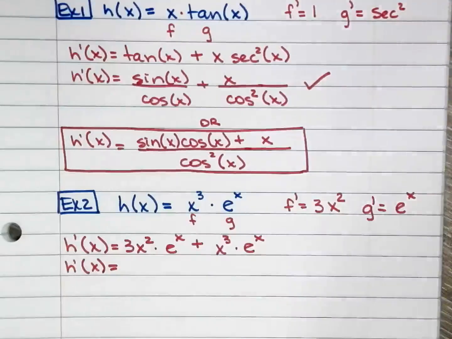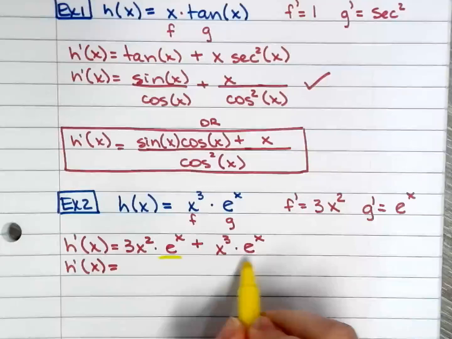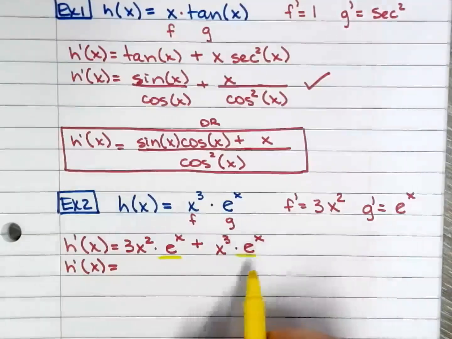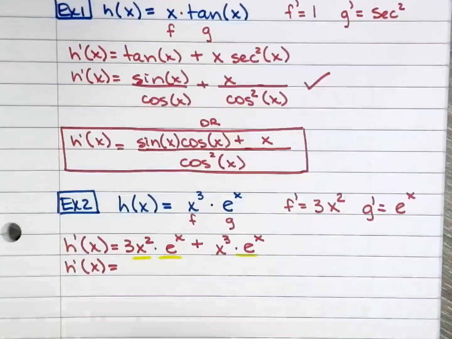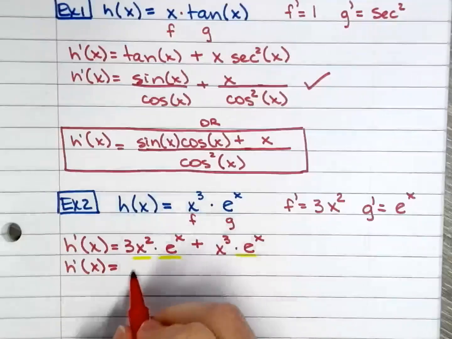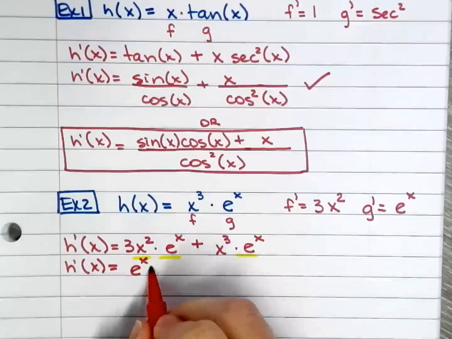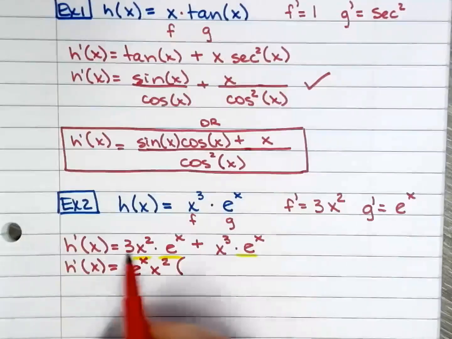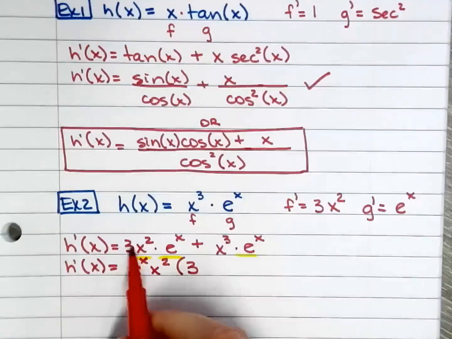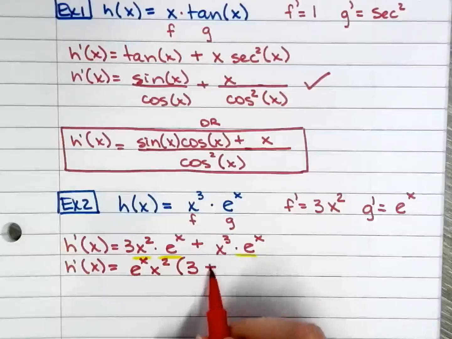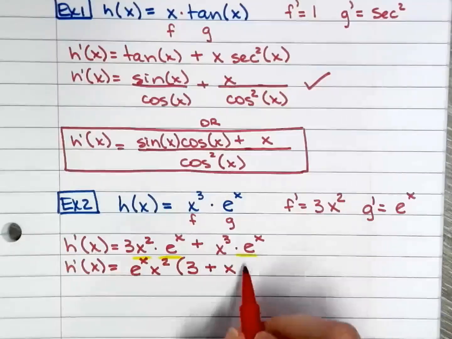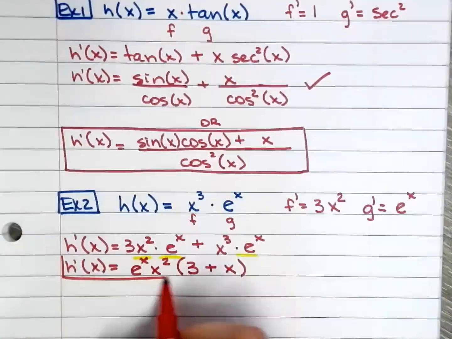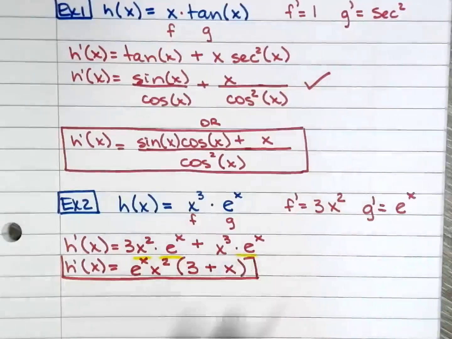So we will factor out e to the power of x and also x squared. So e to the power of x and then x squared will be factored out. So I have 3 left over between all of this plus x right there. So this is my final answer, fully factored.